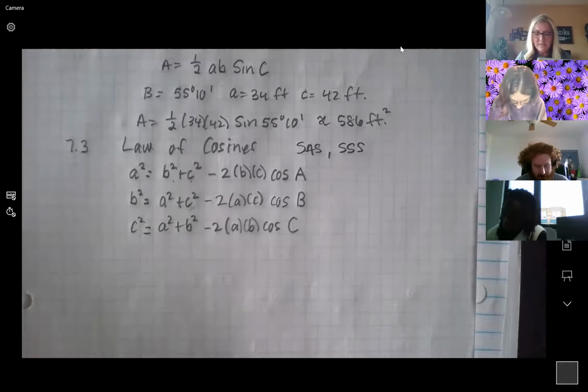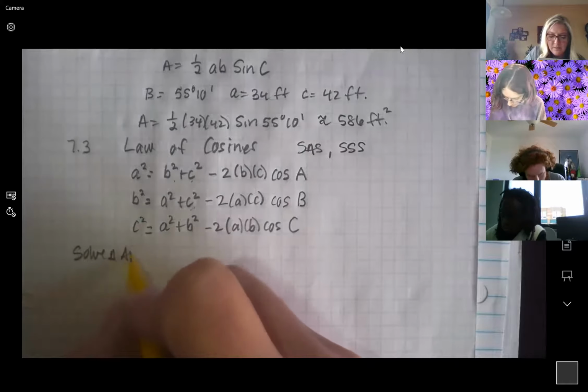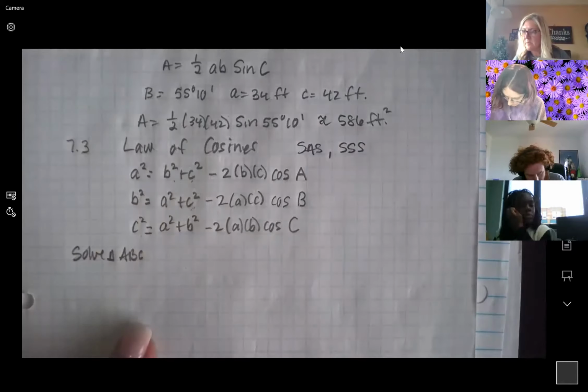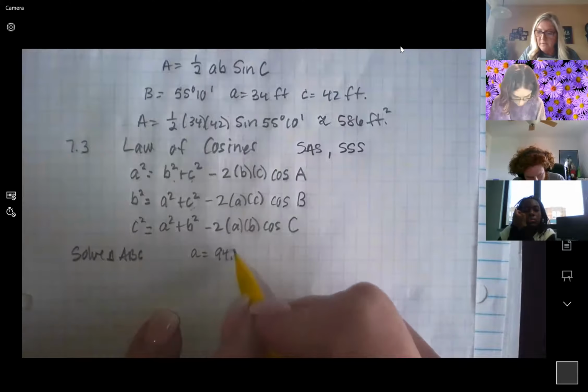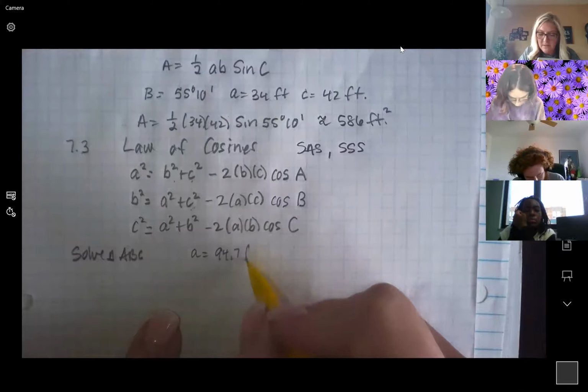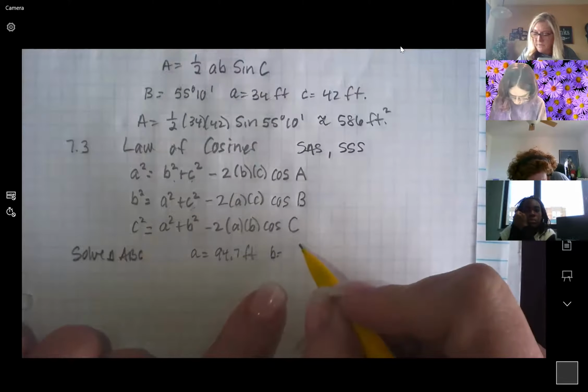All right, so let's solve a triangle. Let's solve triangle ABC. Okay, so solve triangle ABC. a is 94.7 feet. b is 15.9.